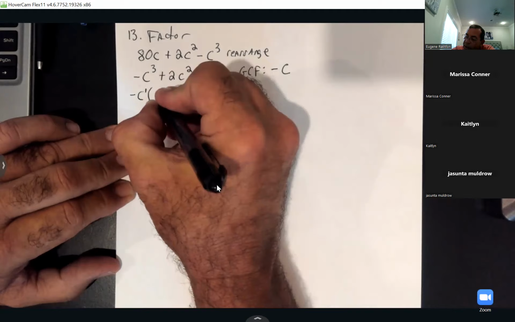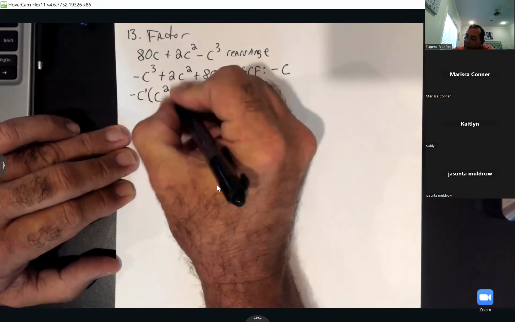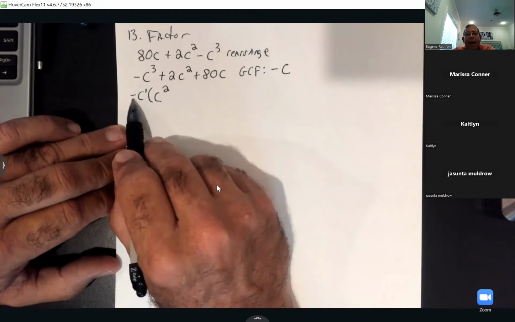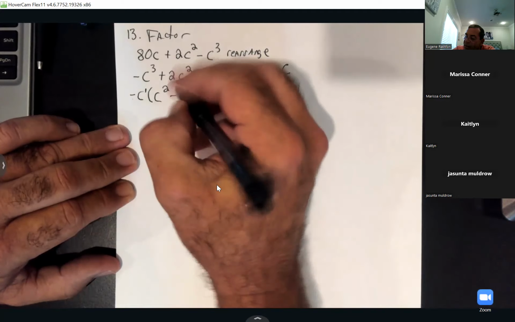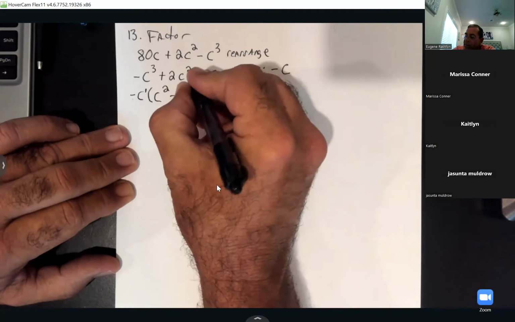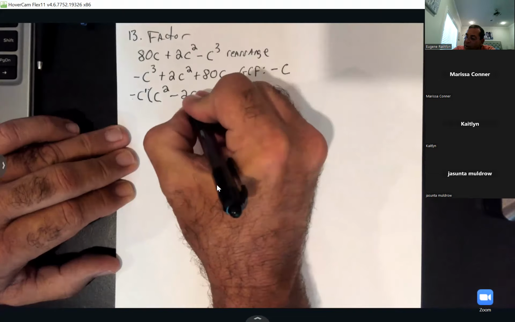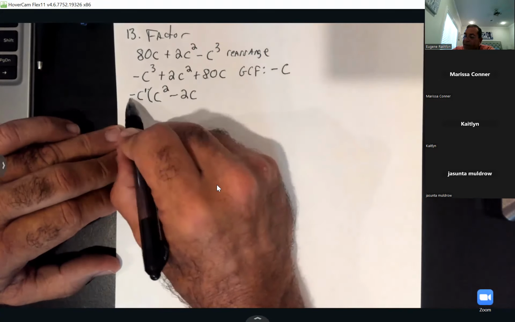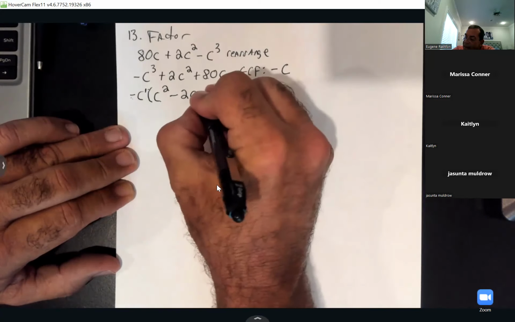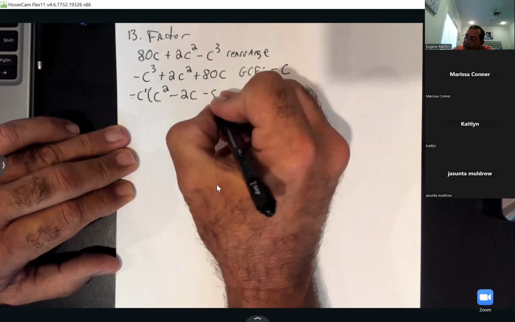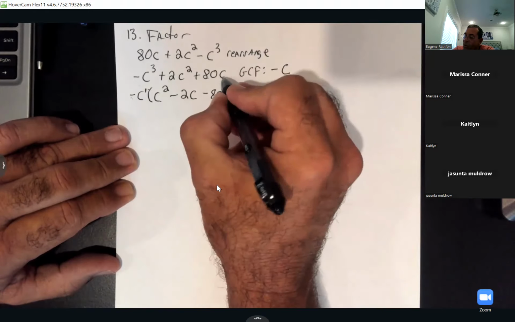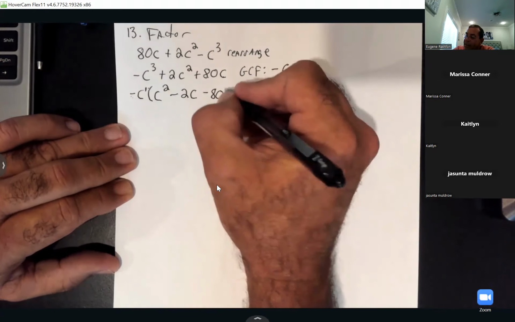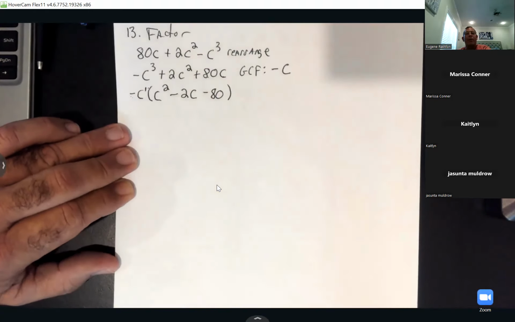Because negative divided by negative makes this a positive. 3 minus 1 leaves me a c squared. 2 divided by negative, this one's going to be a negative 2. 2 minus 1 leaves me 1c. Positive 80 divided by negative makes that a negative 80. And look at that, the 1c cancels with the 1c. There we go.